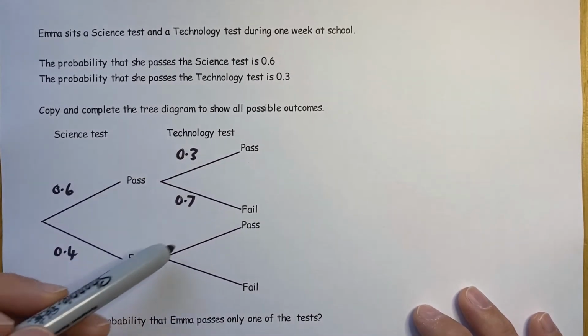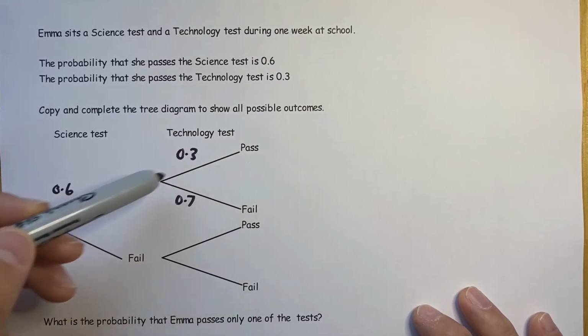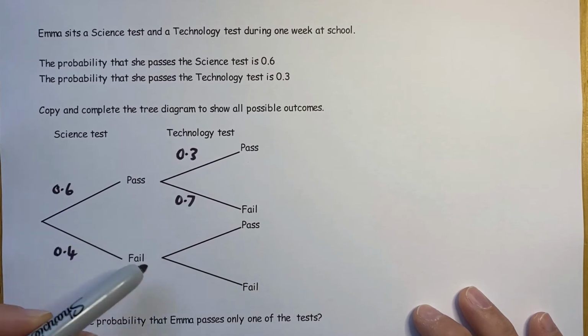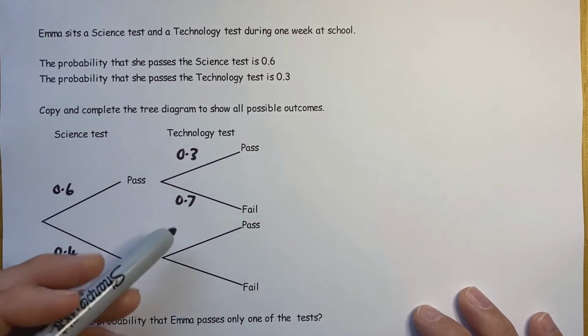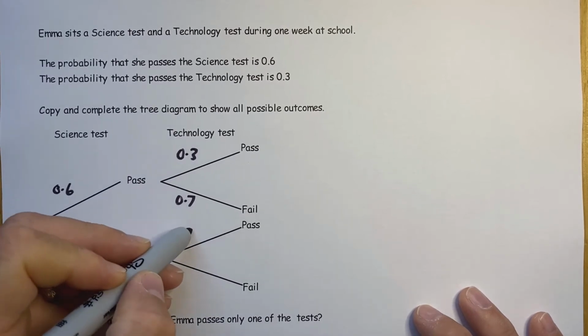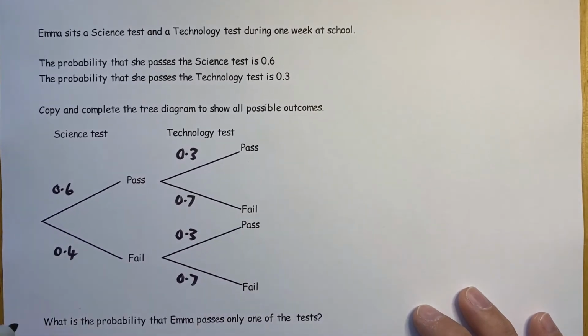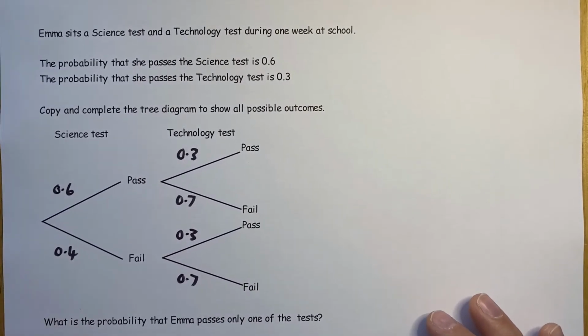Now with the technology test, we have that written twice, because from a science test point of view, if we pass it, then technology is pass or fail. If we fail it, technology test is pass or fail. You have to have a branch off each outcome. So arguably, this is just a repeat of the 2 branches above. So there's your complete tree diagram.